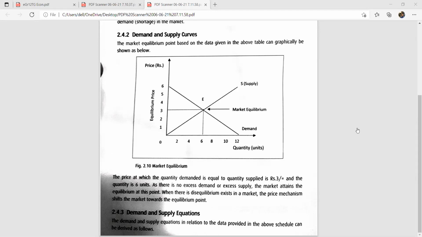Right. The next one says demand equation, supply equation. Two equations are given. In the demand and supply equations, you can see the demand equation is 12 minus 2p. The supply equation is just 2p. Right now, we just calculate the equilibrium.